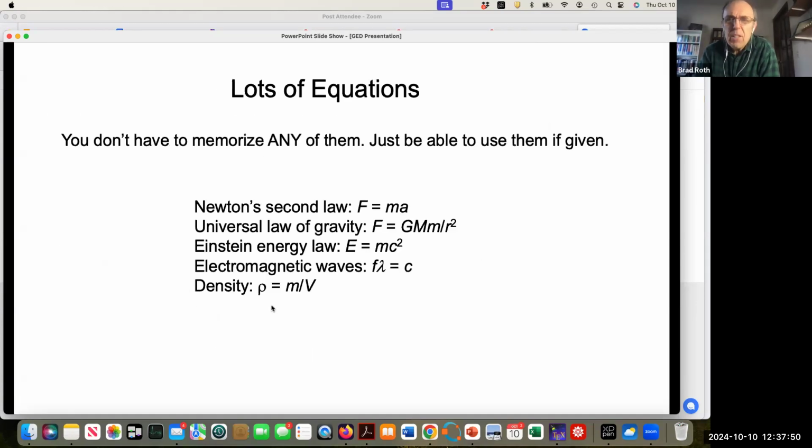There's all kinds of equations that could come up. There's a whole bunch of them. I won't even go through all of these. You don't have to memorize any of these. You don't have to go over and have your student memorizing these equations. You just need to be able to use them.